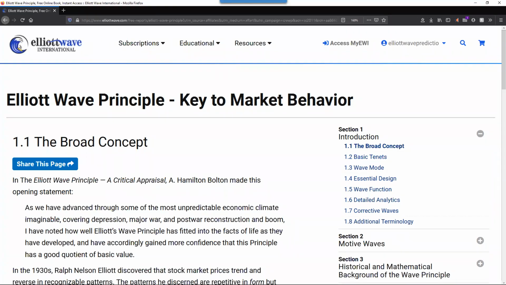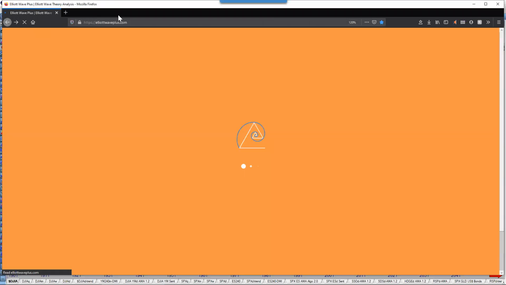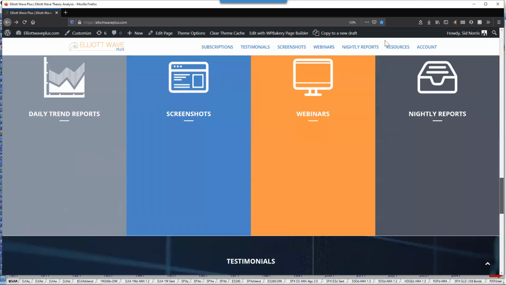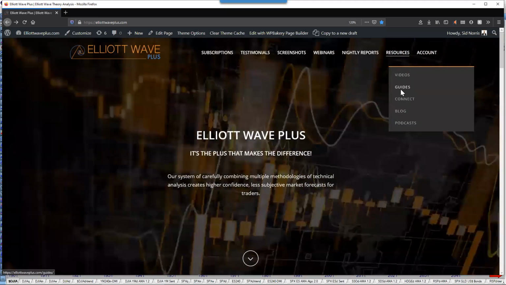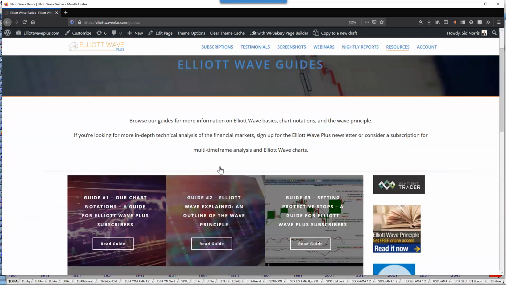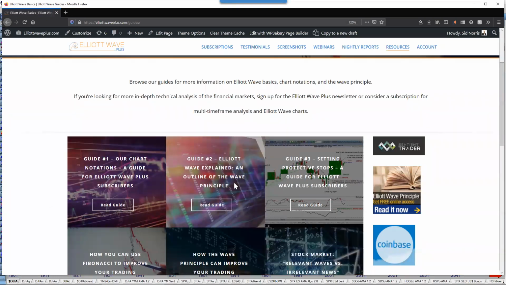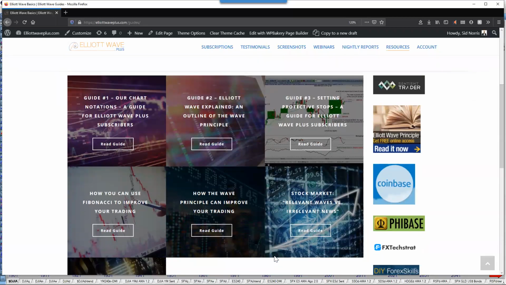Now, once you read those first 100 pages of that book, there's other material available at my site under the Resources tab. You go to Resources and hit Guides. The guides are basically documents I've written about different things, and I've had some guests write educational documents that are all in a collection here.